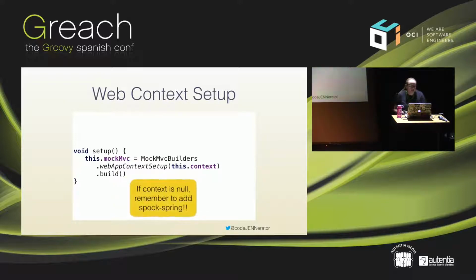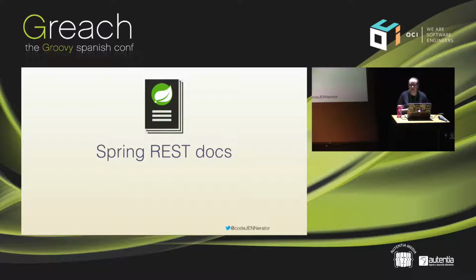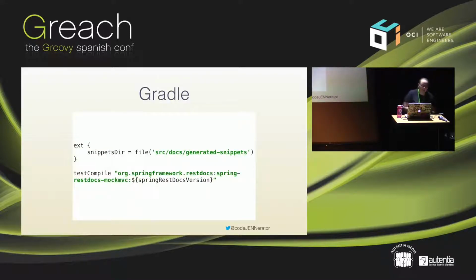Okay, so now we have some endpoints. We have the ASCII docs. We have some basic tests, and we can hook in our documentation. And so we're going to need to go back to the Gradle file and include a couple of things. We want to specify where these snippets are going to go, as well as now we need to actually add our dependency for Spring REST docs. It's very important for this part that you pick the right one.